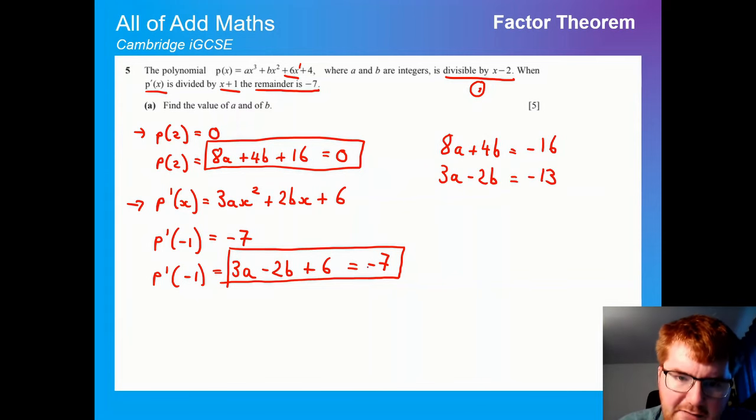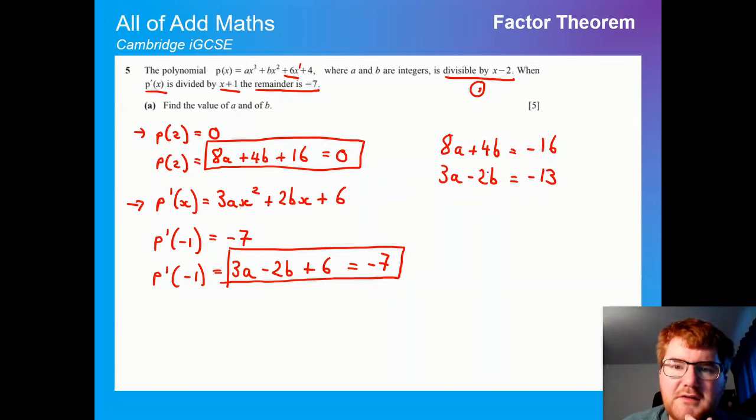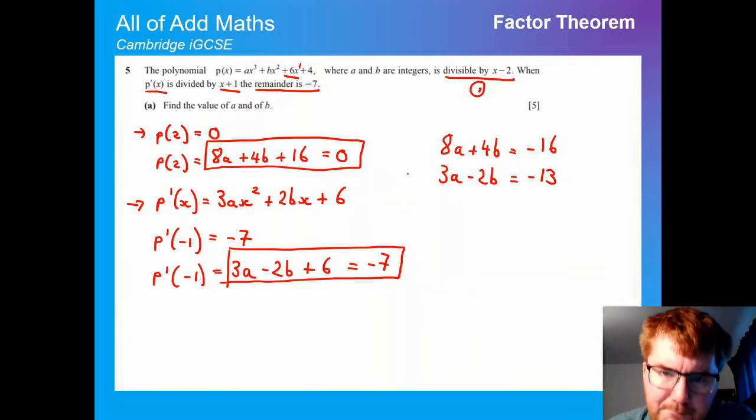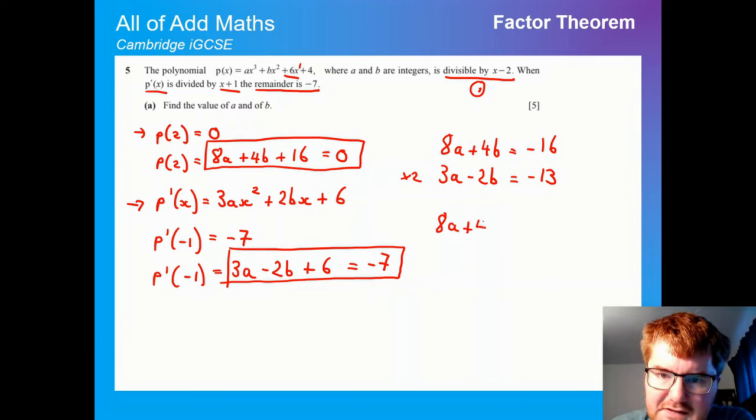Remember, minus 7 minus 6 is equal to minus 13. Now, the reason I've gone down the elimination approach, and I spotted this when I was looking at the 2 equations, is notice that one can be changed very simply into getting the b's on its own. So all I need to do here is just times this equation by 2. So I'm going to keep the first equation the same.